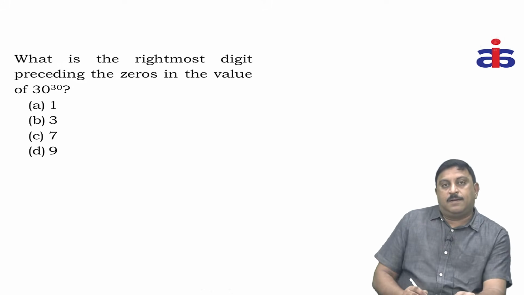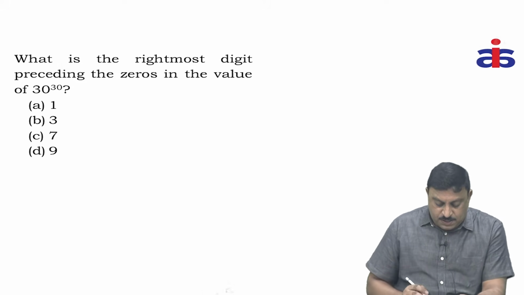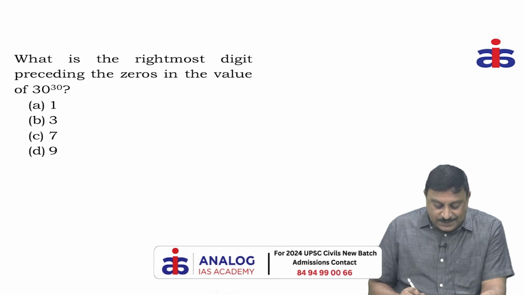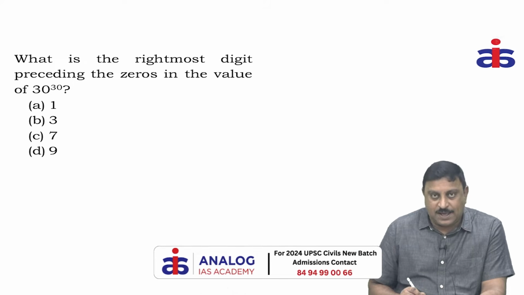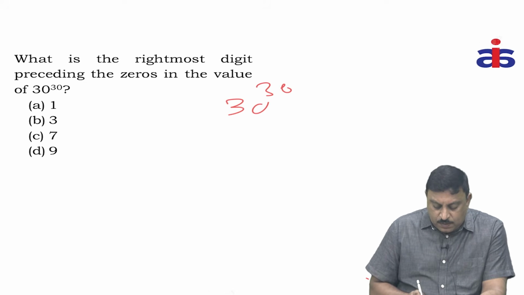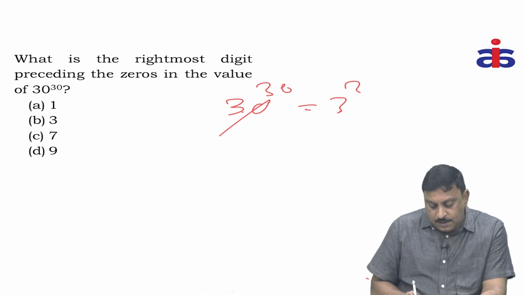Again, a number system based question. What is the rightmost digit preceding the zeros in the value of 30 power 30, they asked. So they are asking the rightmost digit, not the zeros. So what you do is neglect the 0 and say there is 3 power 30.